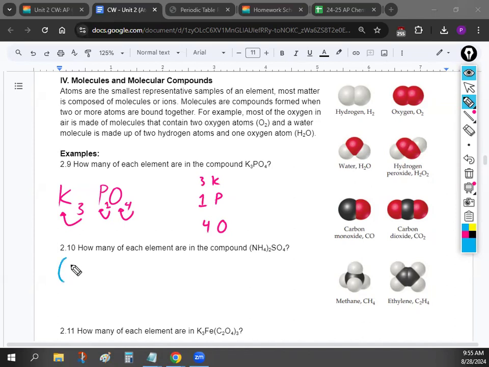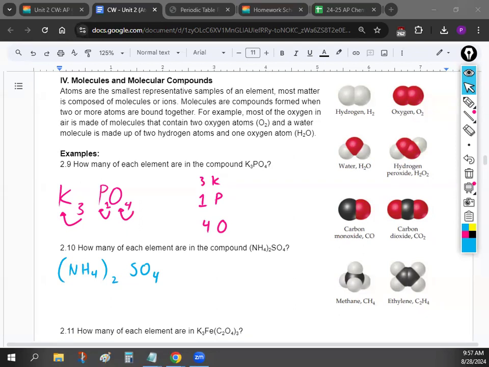All right, let's do one that's a little bit trickier. Let's see if you guys remember the parentheses, but let's take a look at this compound right here. You got parentheses NH4 and then a 2, and then you got SO4. So I'll give you guys about a minute. See if you guys can figure out that one. Double check with the person next to you, and then we'll go over that in about a minute and a half.